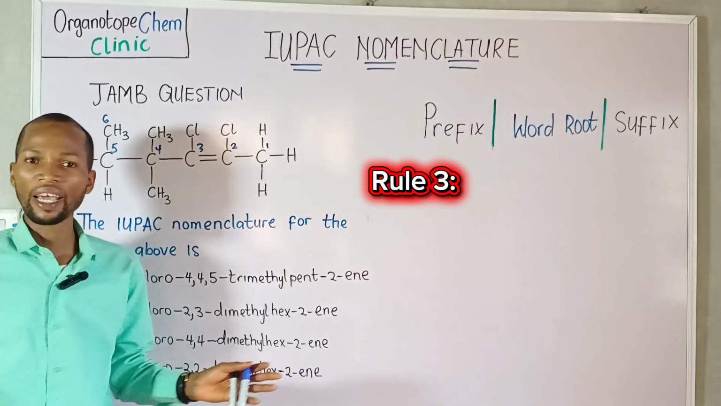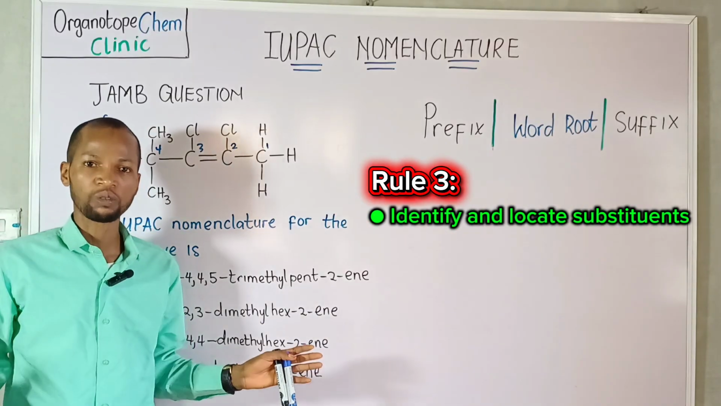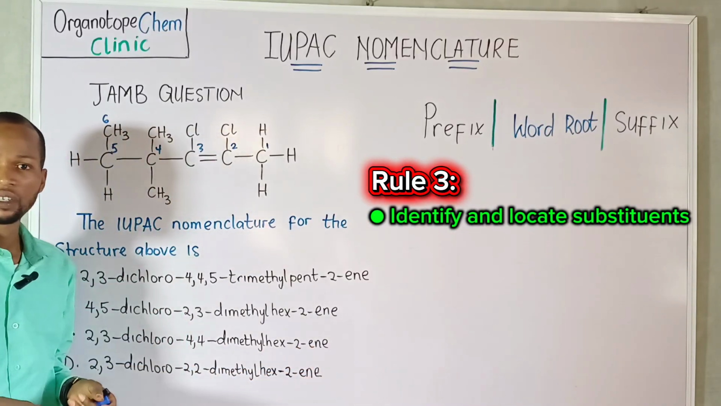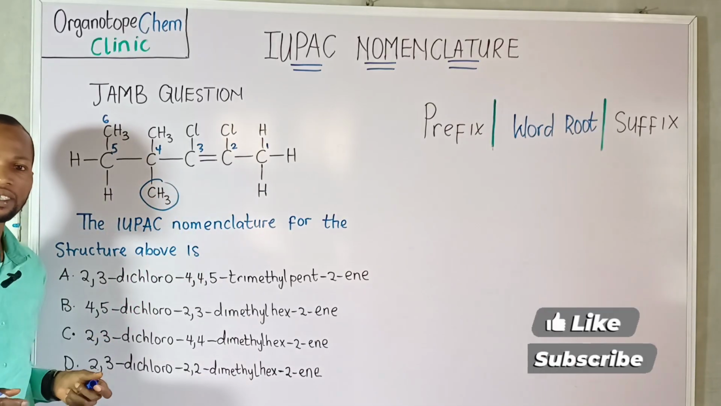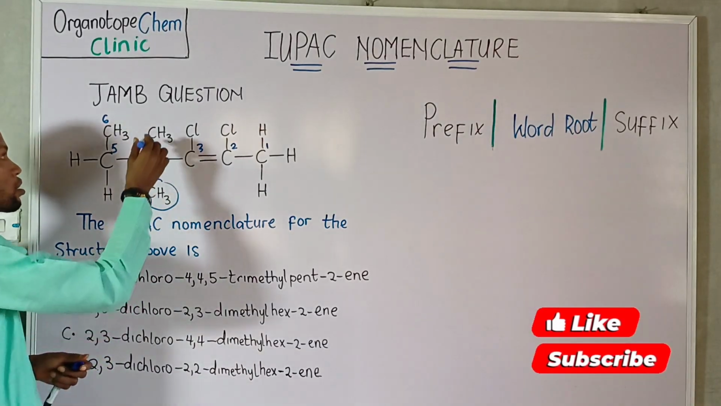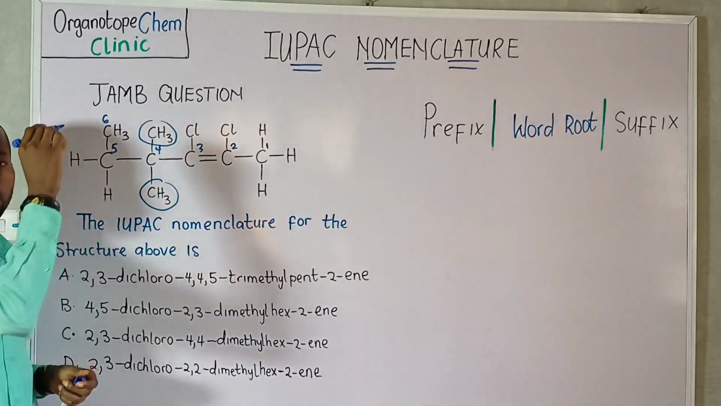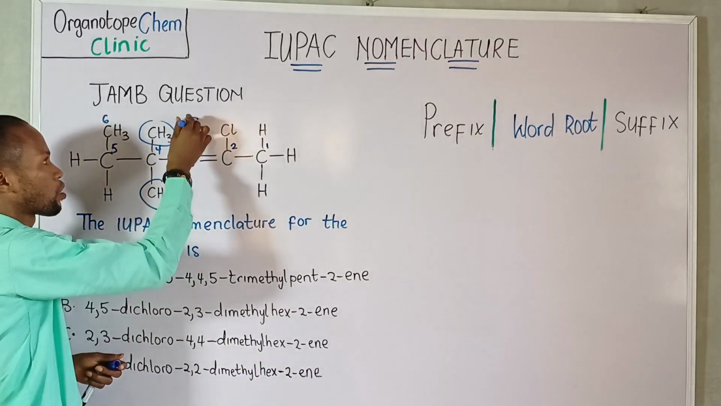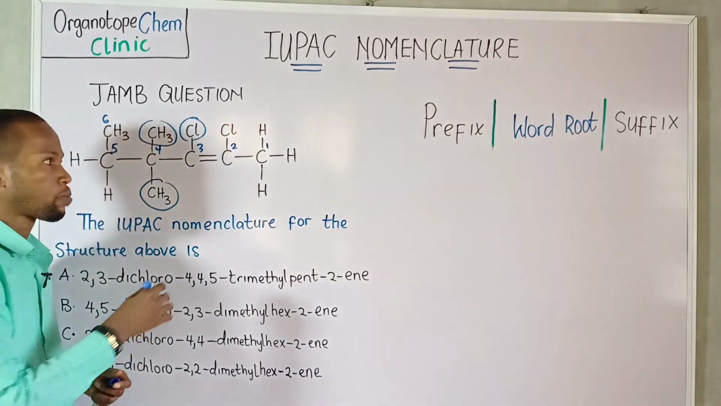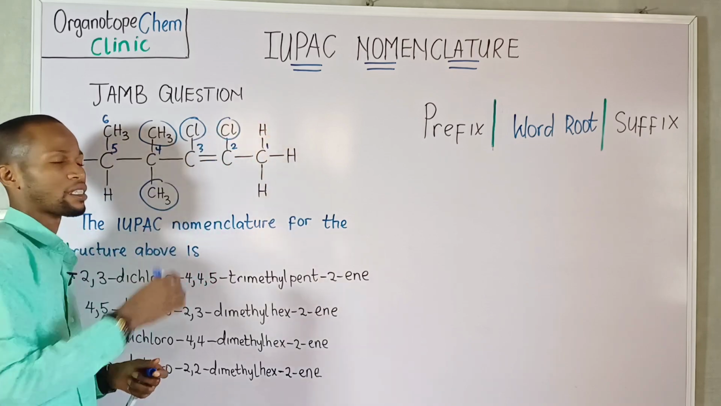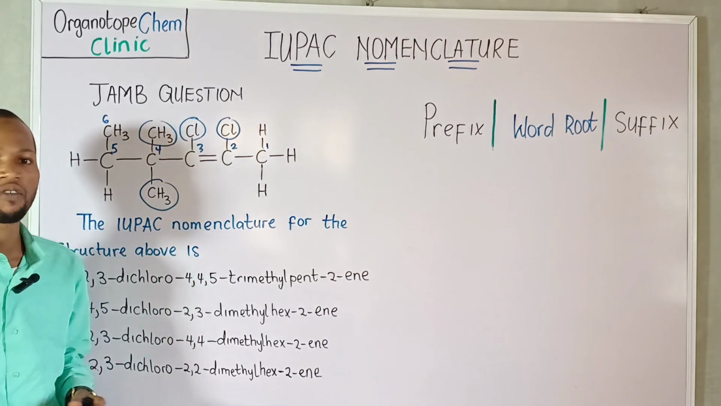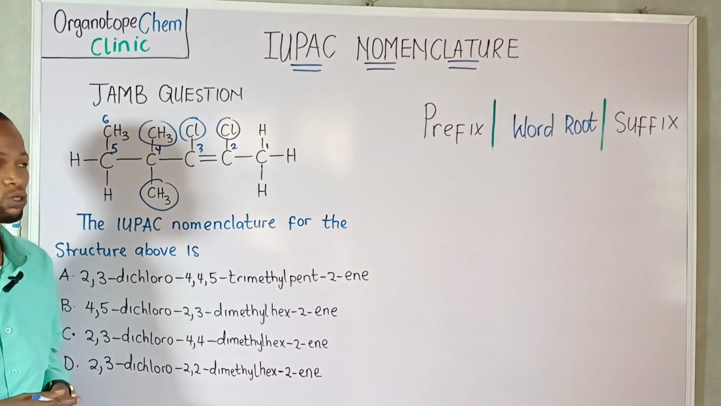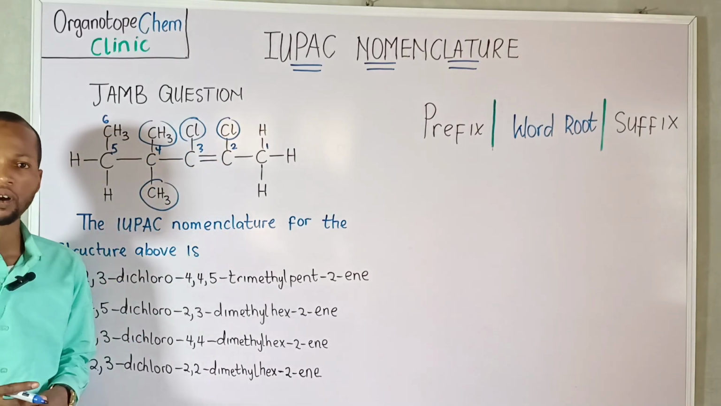Rule 3, can we identify and locate the substituent groups in this structure? We have the methyl group right here, which is a substituent. We have another methyl group, which is a substituent group. The chloro group is a substituent, as well as this fluoro group. So we have to identify the location of each of the substituents in this organic compound.